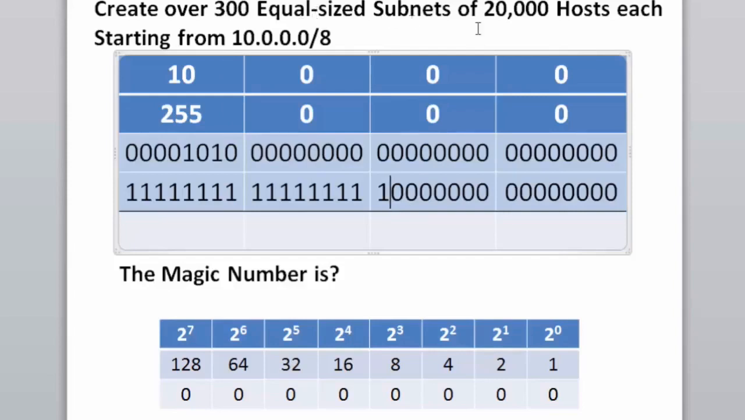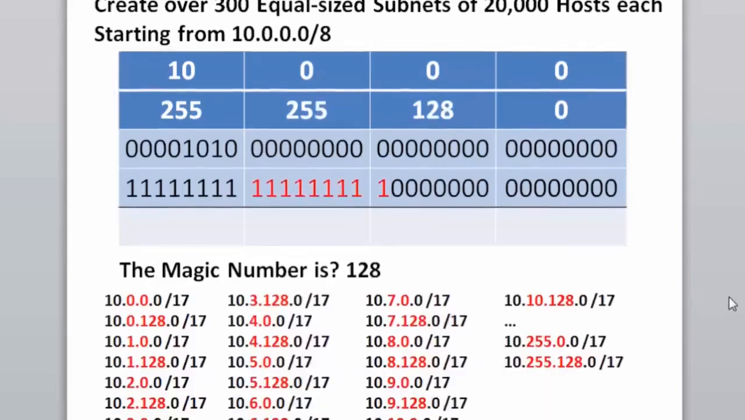What about the requirement of 20,000 hosts each? We have 15 zeros left for hosts per subnet. 2 to the 15th power is 32,768 minus 2 would be 32,766 hosts per subnet. That meets the requirement of having at least 20,000 hosts in each subnet. So this scenario would work.